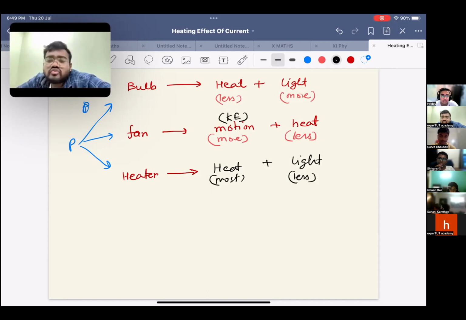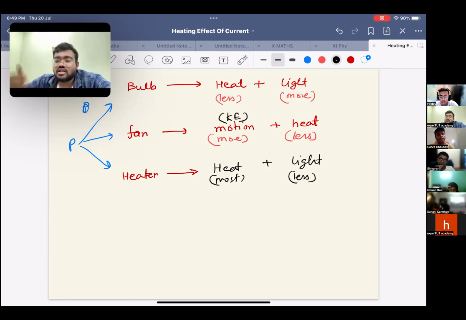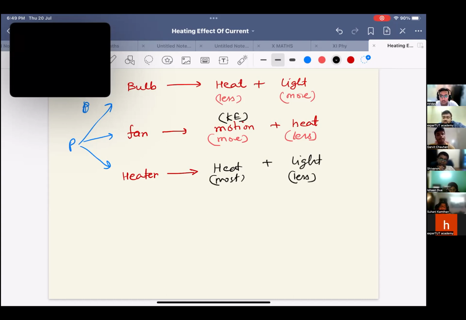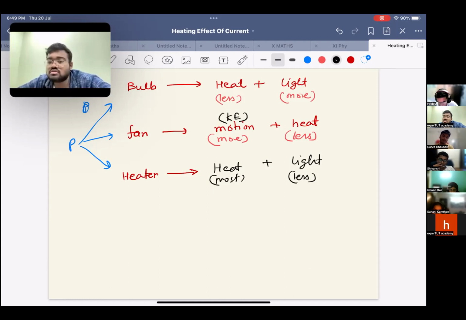Anyway, the heaters you use in winters these days, Crompton makes good ones, they also glow, right? That glow is not designed to be a glow, there is no need for the glow, but because the heating is so high, it glows. Fine. And say some other instrument.